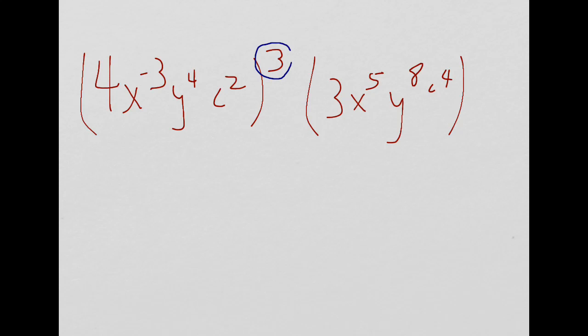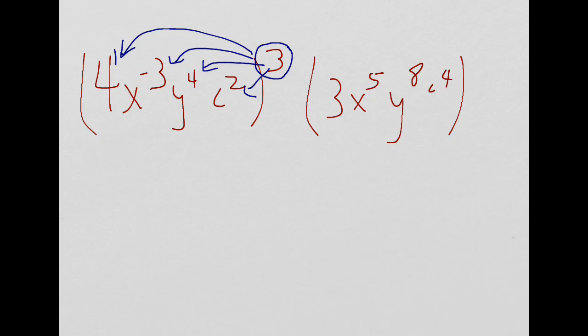Okay, so if I have a power on the outside of something like this, which there are some of those on your problem, there's distributive property of addition and there's distributive property of multiplication. So I'm going to distribute this power to everything inside the parentheses. I'm going to distribute to the 4, the x, the y, and the c. And if I distribute the power of 3 to the 4, there's really an exponent of 1 there, right? 4 to the first.